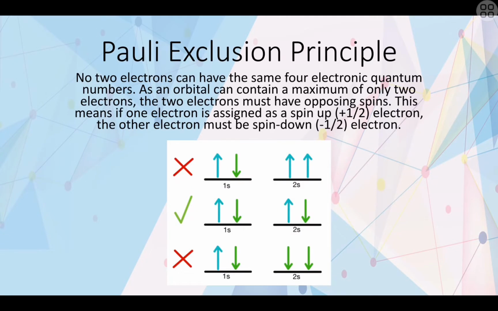Pauli exclusion principle: each orbital can hold 2 electrons with opposite spin, meaning they face opposite directions. Spin can face up or down. Based on the image, the second line is correct because the electrons are facing opposite directions in the same orbital. The first and third lines are incorrect because the electrons are both facing up or both facing down.